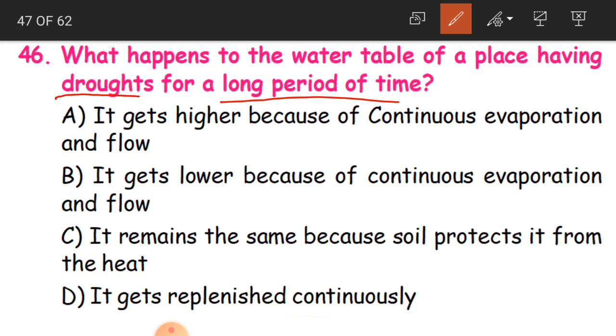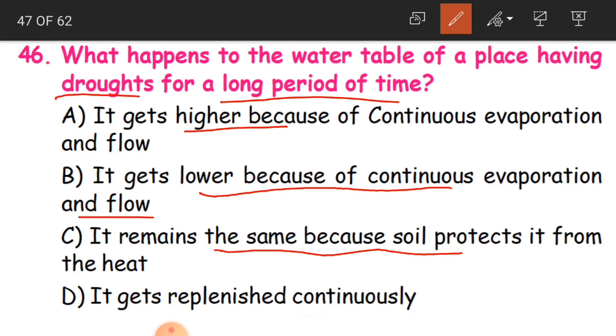A option is it gets higher because of continuous evaporation and flow. B option is it gets lower because of continuous evaporation and flow. C is it remains the same because soil protects it from the heat. D is it gets replenished continuously.